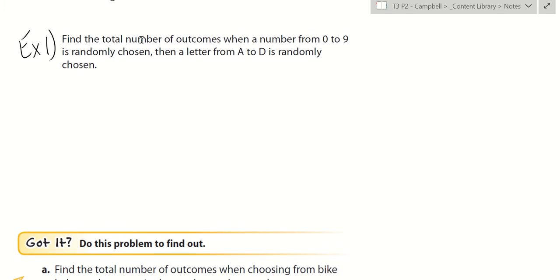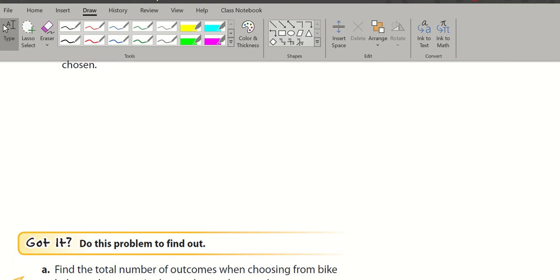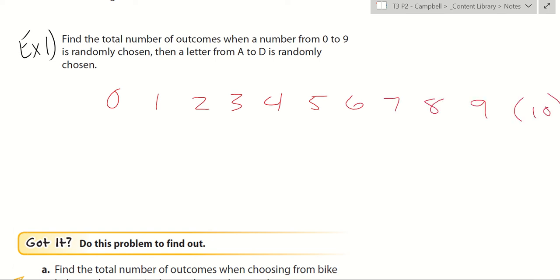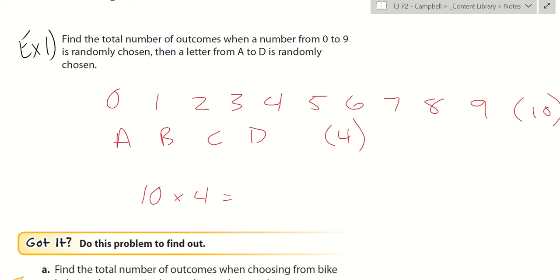In our example 1, it says find the total number of outcomes when a number from 0 to 9 is randomly chosen, then a letter from A to D is randomly chosen. In the numbers 0 through 9, we have 10 options. In the letters A through D, we have 4 options. So when we multiply this together, 10 multiplied by 4, that gives us a total of 40 possible outcomes.